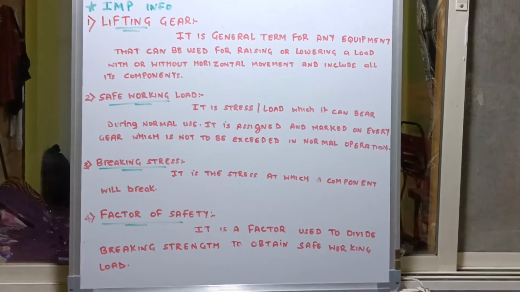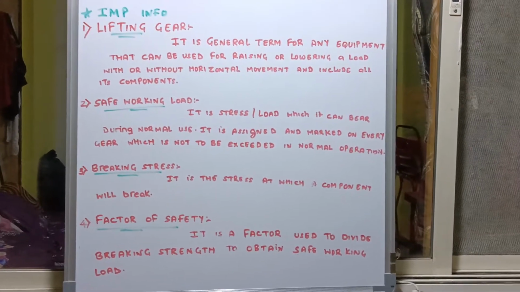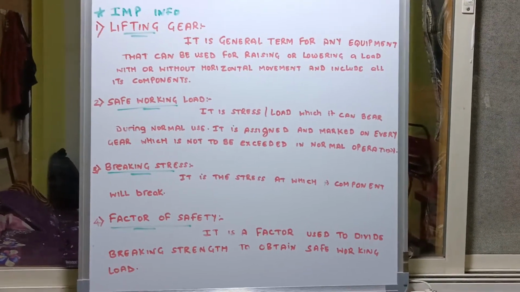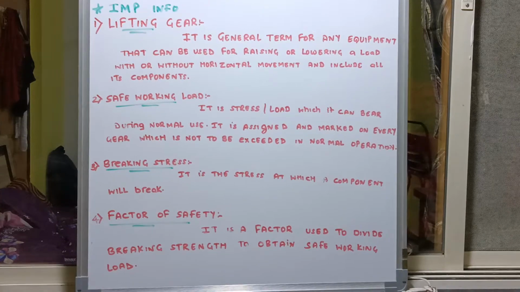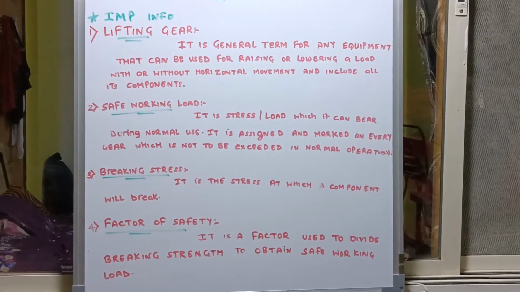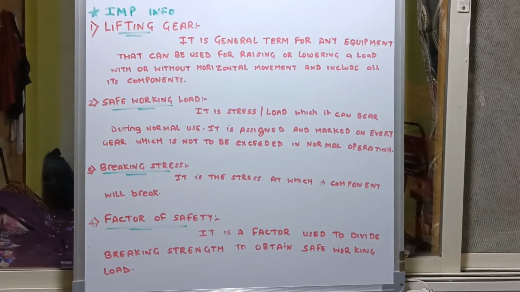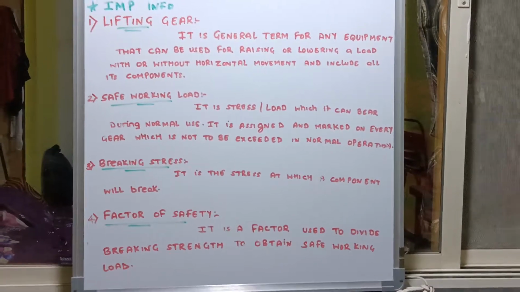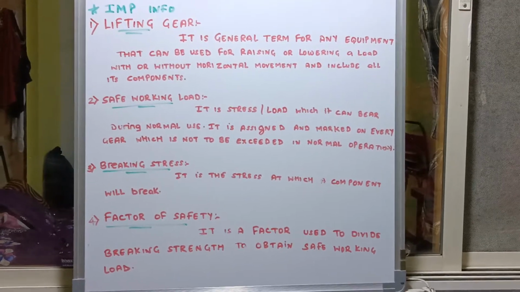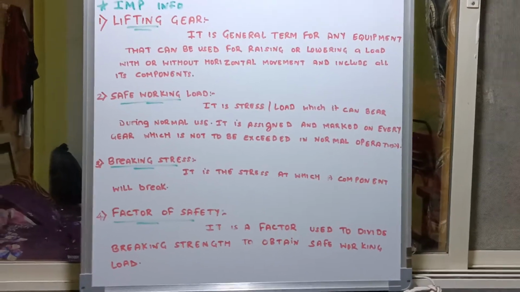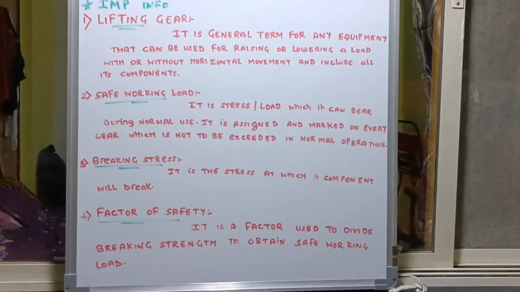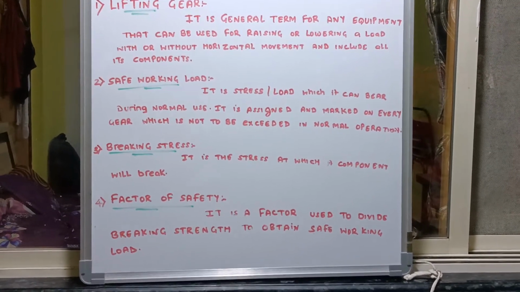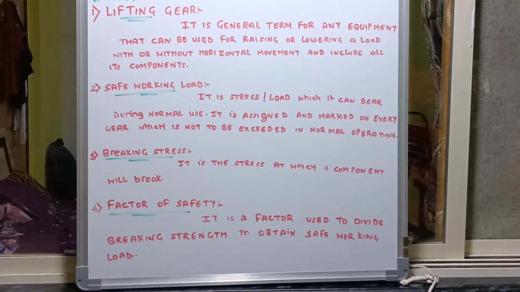Number two, safe working load. It is the stress or the load which it can bear during normal use. It is assigned and marked on every gear, and is not to be exceeded in normal operation. We never exceed the safe working load for any gear we use, as it will make it unsafe. Number three, breaking stress. It is the stress at which a component will break.